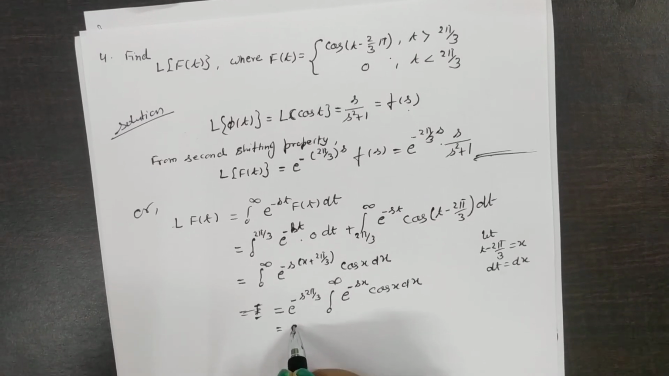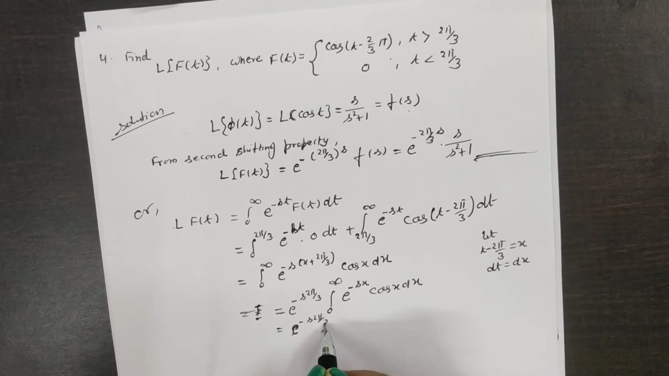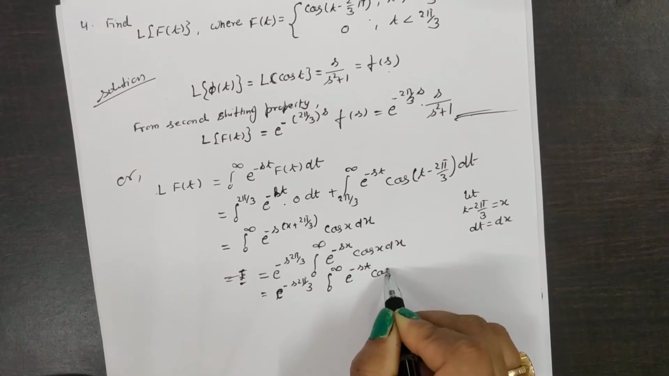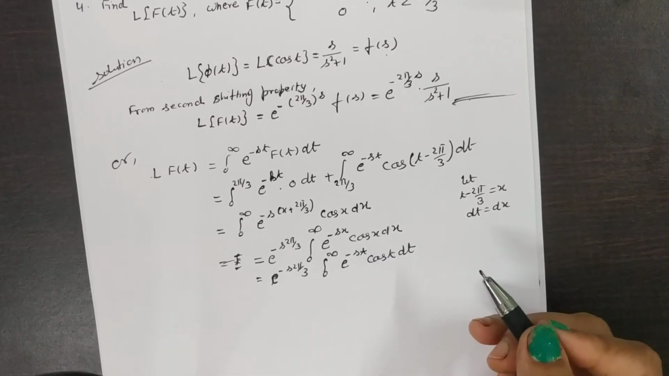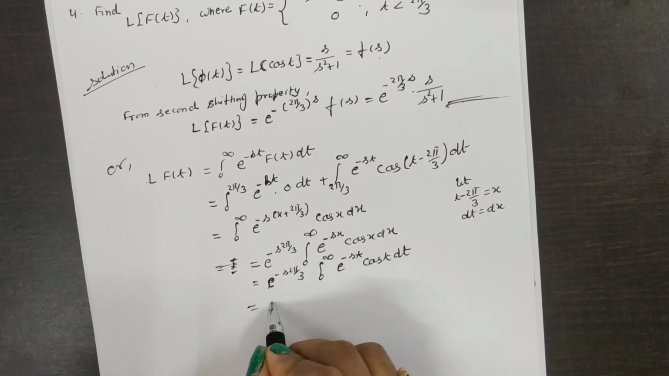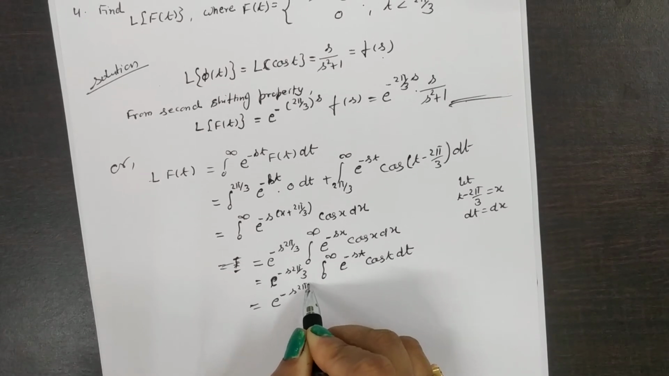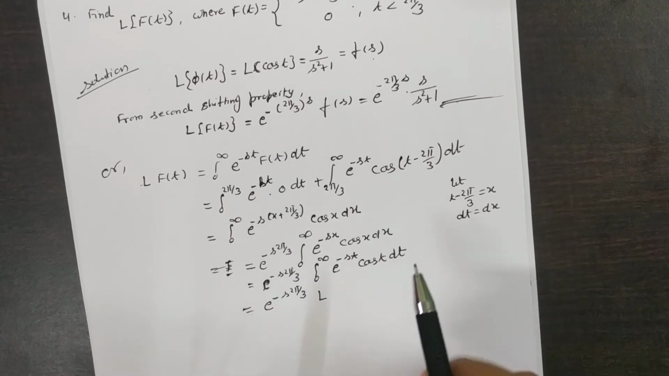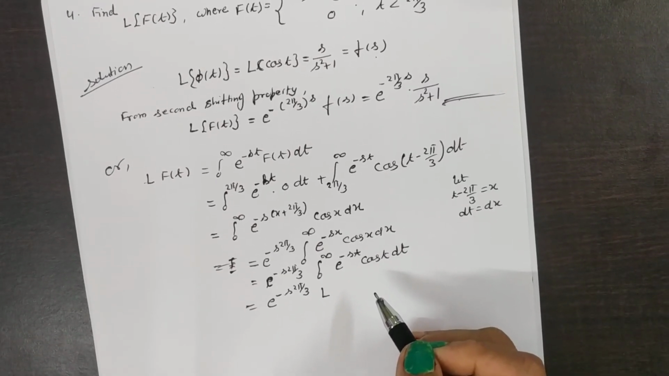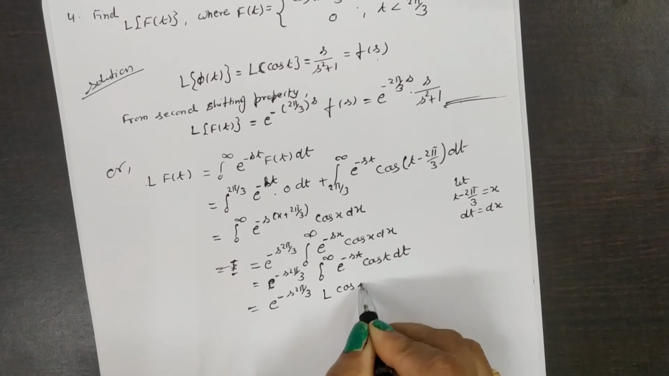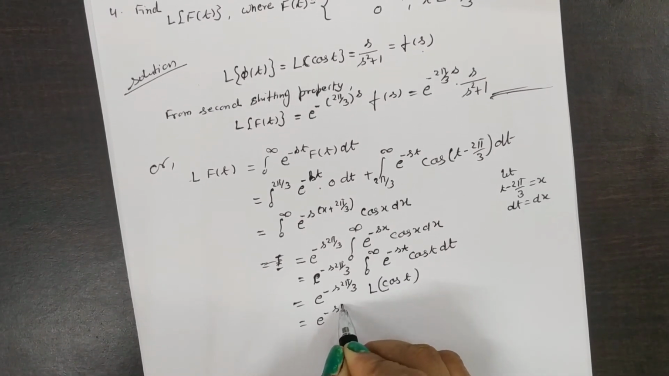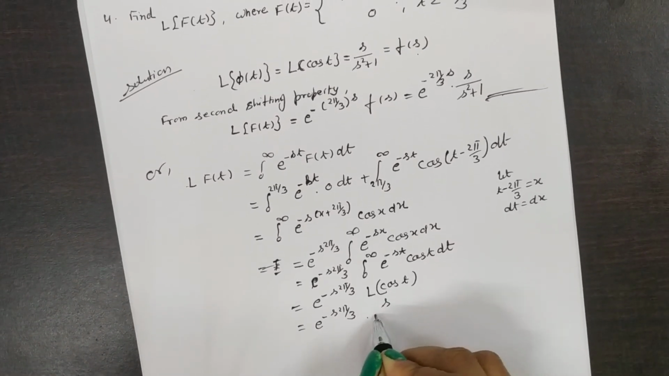This can be written as e to the power minus s 2 pi by 3 times the integral from 0 to infinity of e to the power minus st cos t dt, changing the variable in the definite integral, since the integral from a to b of f(x) dx equals the integral from a to b of f(t) dt. This one is the Laplace transform of cos t, which we defined earlier as s by s square plus 1. So this becomes e to the power minus s 2 pi by 3 times s by s square plus 1.